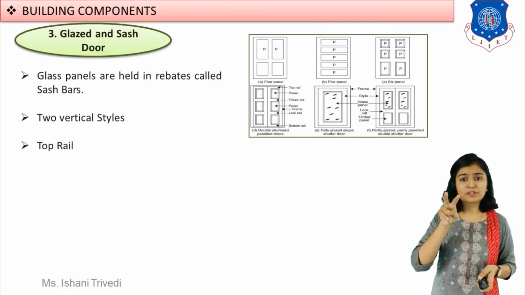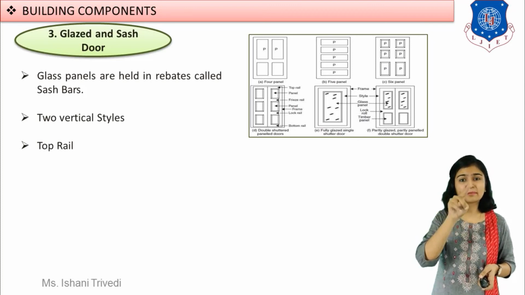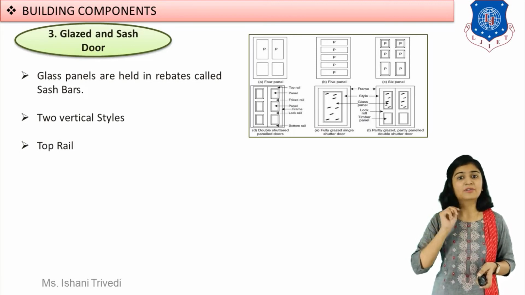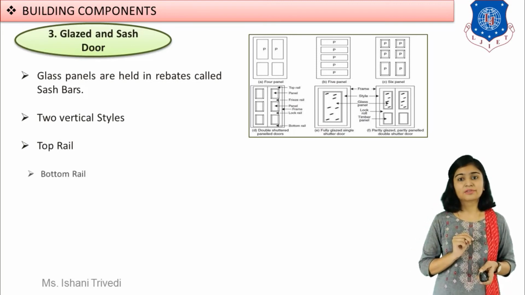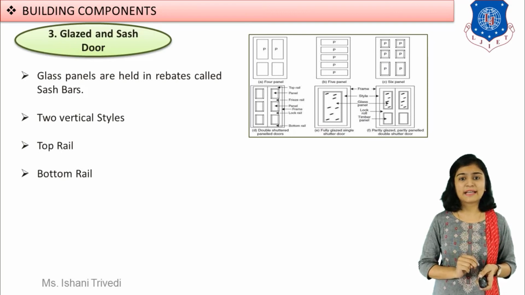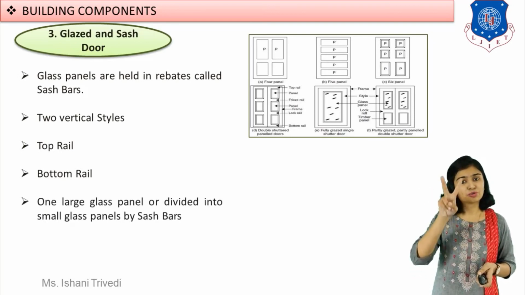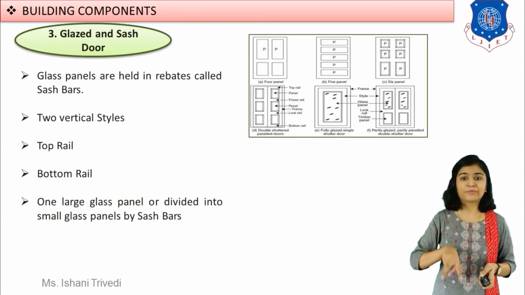So these 2 panels of glass are held in the framework with the help of rebate bars. Its border, its surrounding bars, rebate bars are known as sash bars. So this makes your glazed and sash door. We will have top rail, we will have bottom rail, we will have 2 vertical stiles, 2 vertical frame.